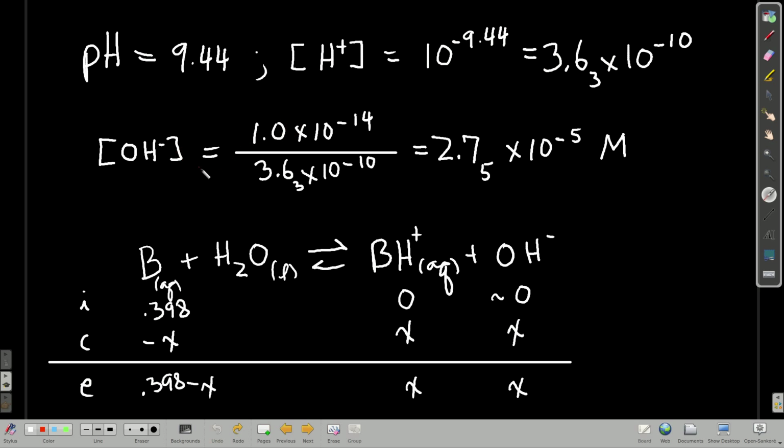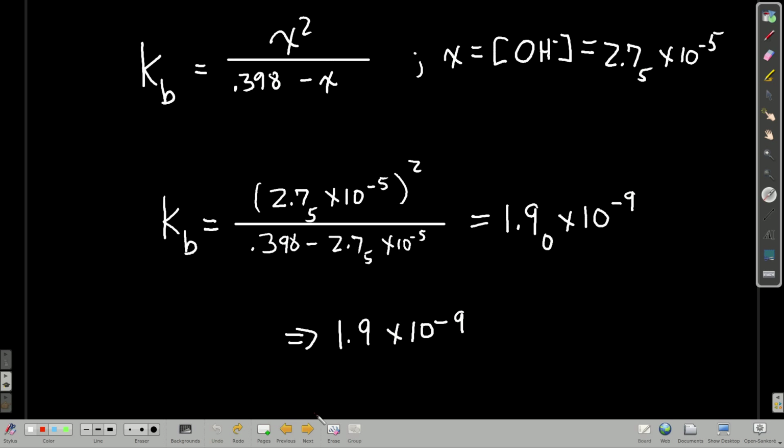Using the Kw expression, hydroxide times hydrogen equals 1 times 10 to the minus 14th, we get the concentration of hydroxide, 2.8 times 10 to the minus 5th molar. Set up our ice table, and now here, this represents the base reacting with water. This represents the conjugate acid of the base, and there's hydroxide. So 0.398, approximately 0, minus x, plus x, plus x. And so we have at equilibrium these guys down here.